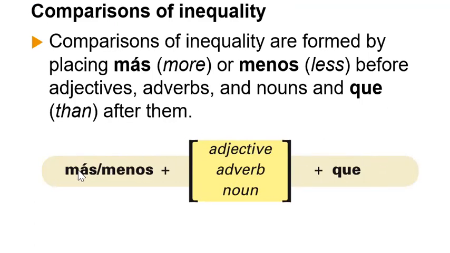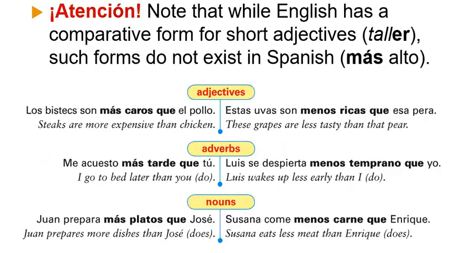Somebody is more intelligent than someone else. We use más, then inteligente, and then que. This is actually kind of easy, because as long as you know what we're doing with this middle part, it's going to be pretty consistently just más, then that, and then que. Couple exceptions, but we'll talk about those later. We can also use it to describe adverbs and nouns, and I'm going to talk about those in the next slide.